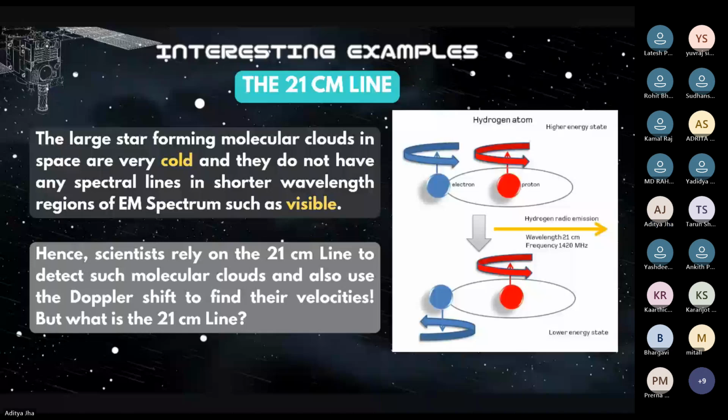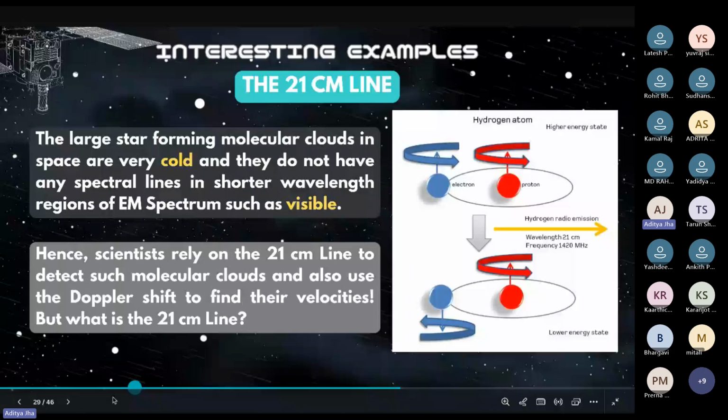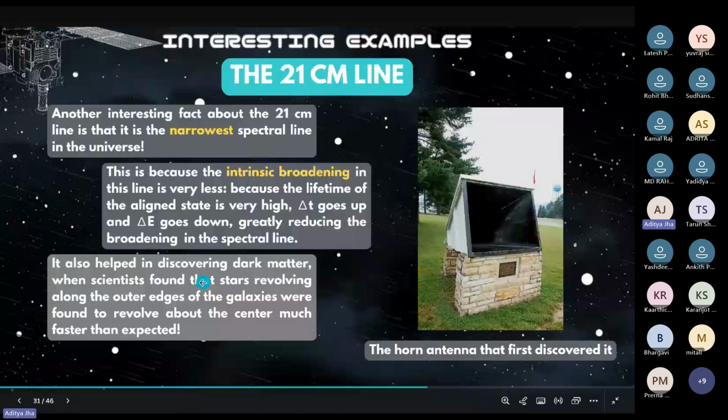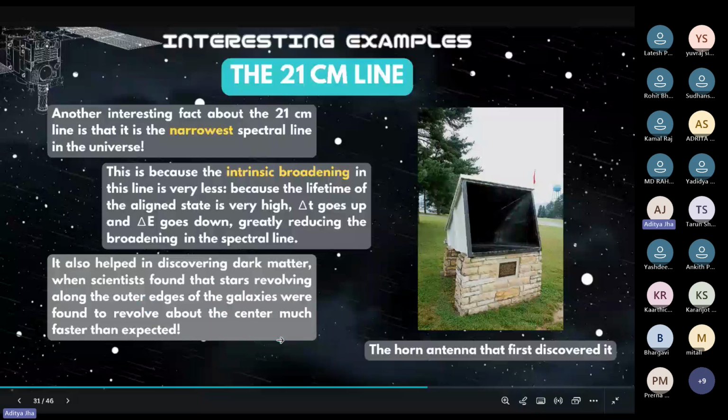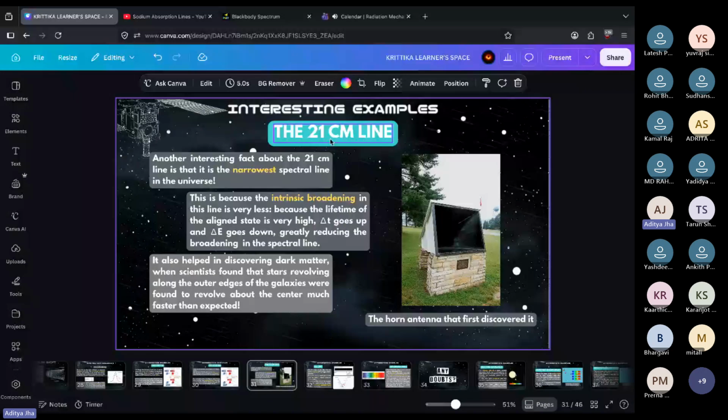Because they have hydrogen content as well, they emit a lot of 21 centimeter lines, and we use these lines coming from these molecular clouds to detect them. And as I discussed in another example here, when scientists were discovering stars along the outer edges of the galaxies, they were also using the 21 centimeter line to study them, right?